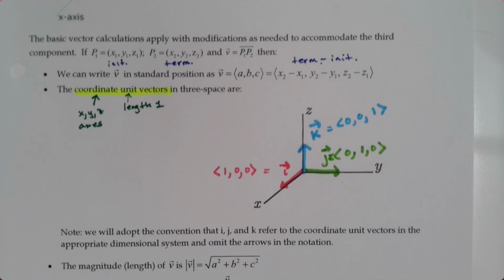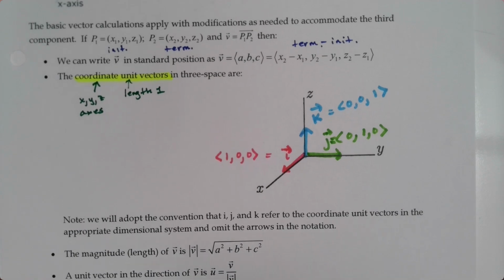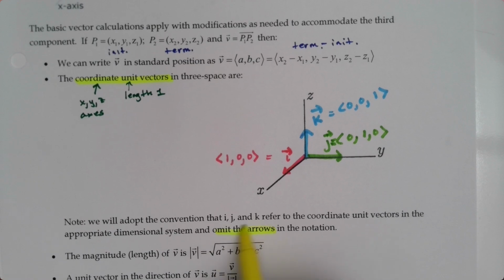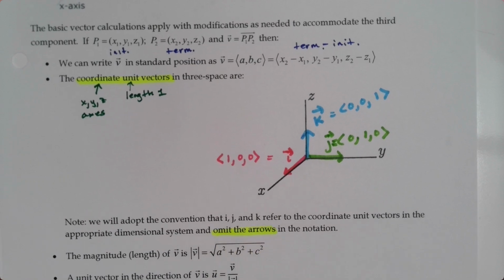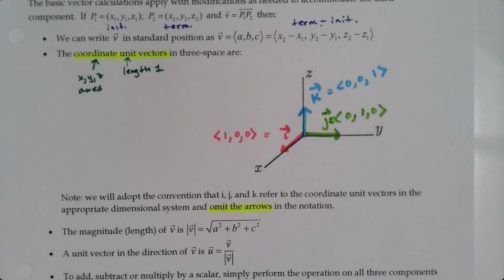Those are the 3 coordinate unit vectors. We will, by convention, use I, J, K to refer to them, and often we omit the arrows. I was just doing it. It's just pretty standard practice to omit them. Everybody knows what you mean with I, J, K as a general rule, so I tend to forget to draw them a lot, and so does everybody.